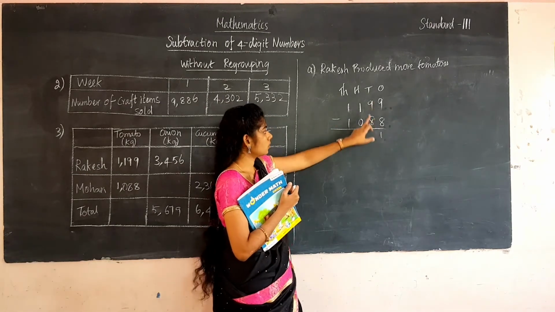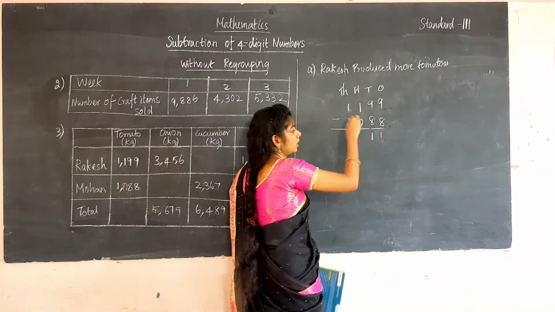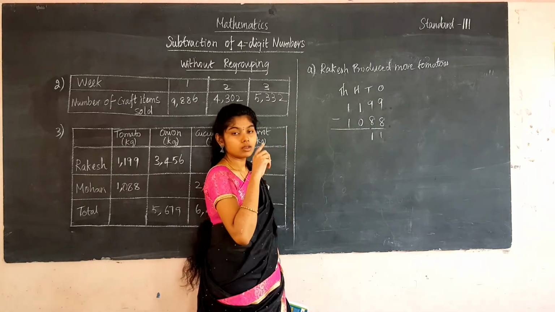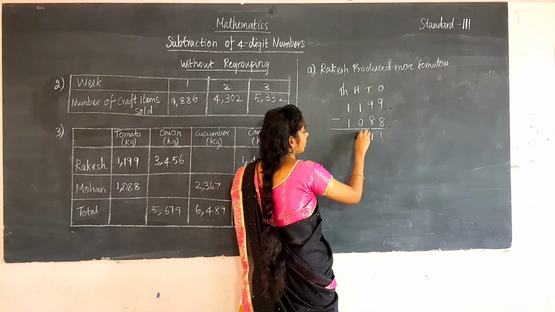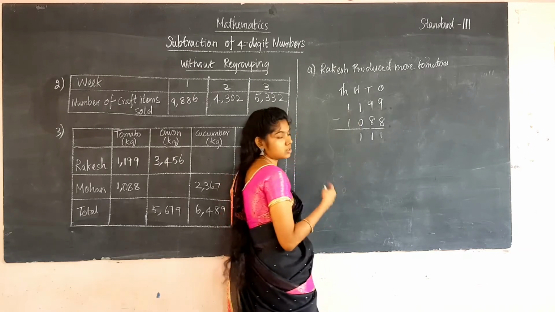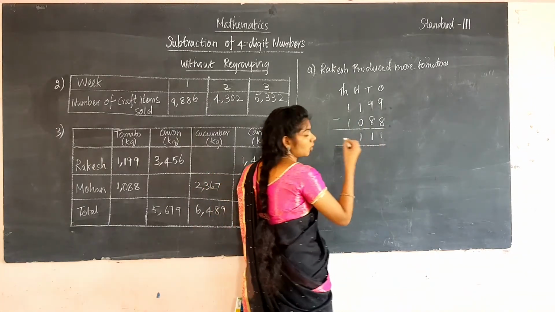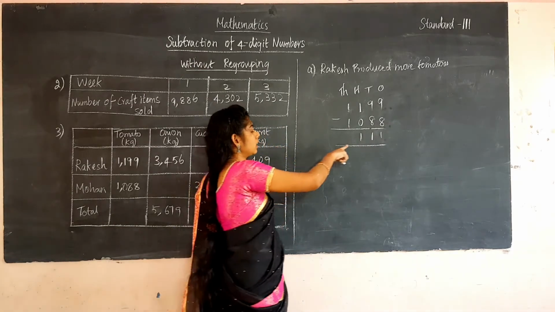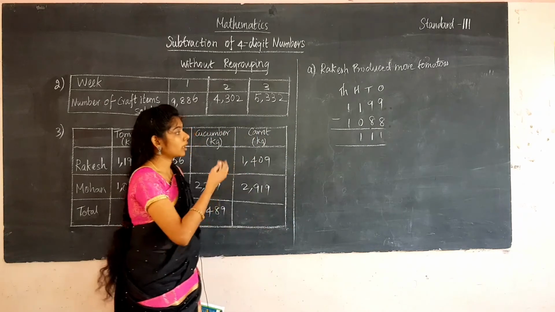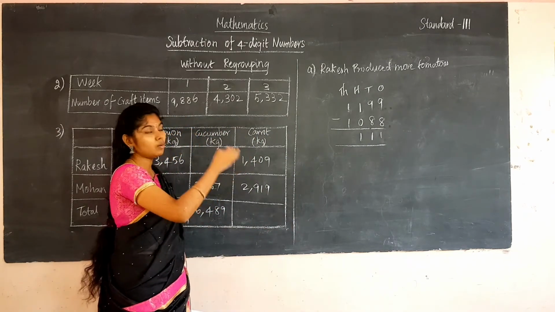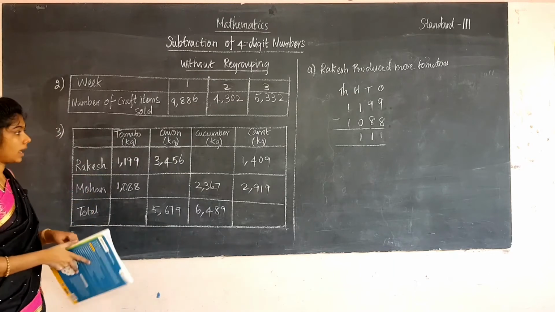So the next one also, 9 minus 8 is 1. So write 1. Then 1 minus 0: if 0 is subtracted from any number, you will get the number that is given there. So 1. Then 1 minus 1 is 0. You don't need to write the 0 at the start, since a number should not begin with 0. So you end with 111. So how much more has he produced? Rakesh produced 111 more tomatoes than Mohan. This is the answer we have got.